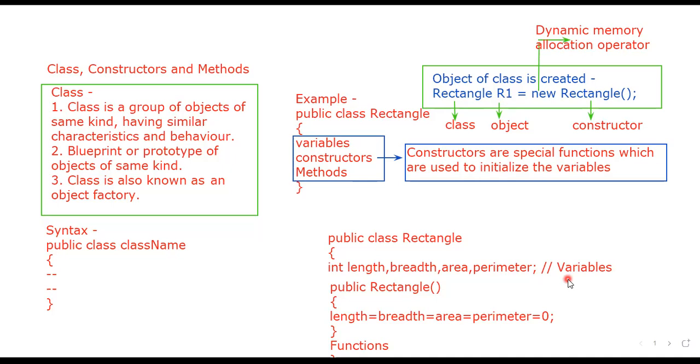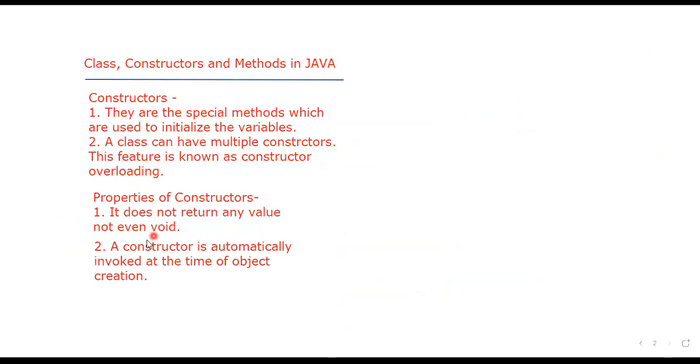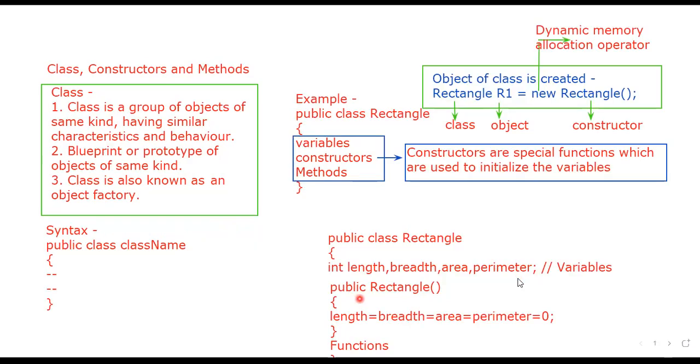So this is the second part. A constructor does not return any value, not even void. It means what? Here, see, I have written public and then Rectangle. When we are writing methods, we need to write public static void main. Do you remember that sentence? Yes, public static void main.